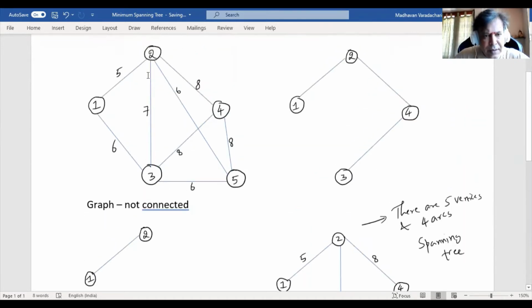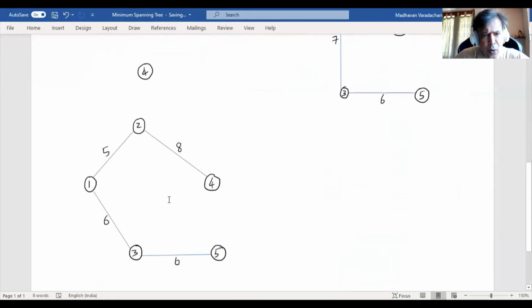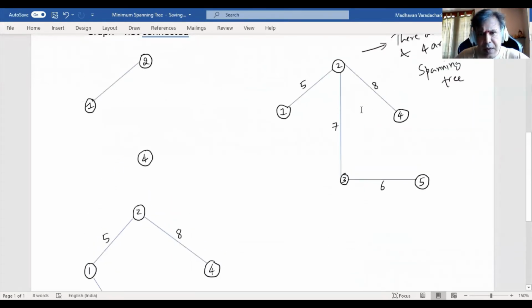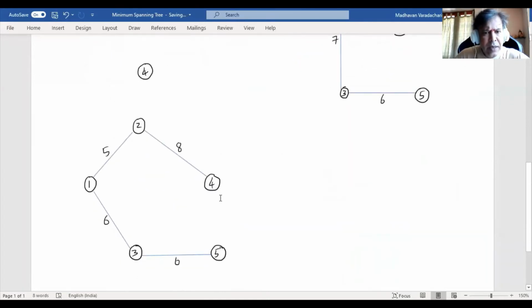Again, from this network, I made one more graph wherein all those 5 vertices are there: 1, 2, 3, 4, 5. All those 5 vertices are there, but it is a different graph compared to this. This graph and this graph are different, but this is also a spanning tree.